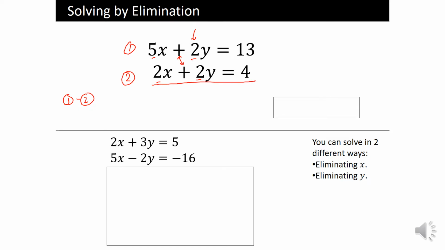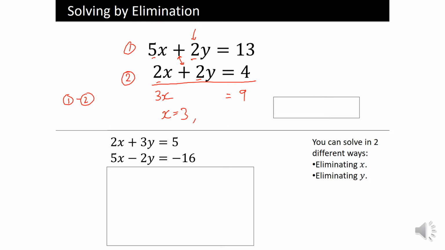So we do 5x take away 2x, which gives me 3x. We've got 2y take away 2y, so that gives us 0. And we've got 13 take away 4, which is just 9. So 3x equals 9. So dividing both sides by 3, we end up with x equals 3. So we've got our x value, we just need the y value now.